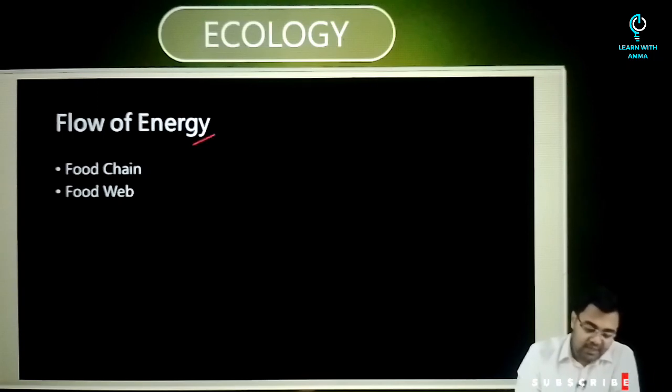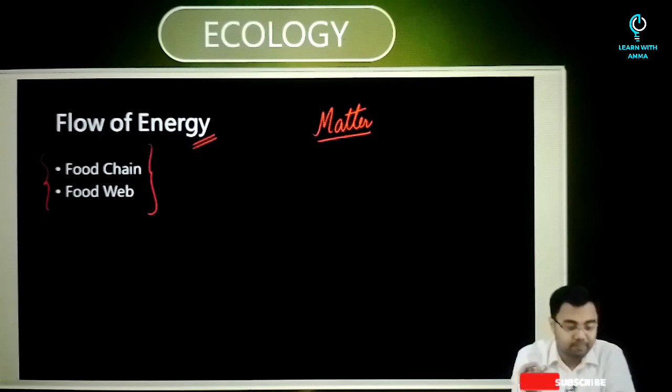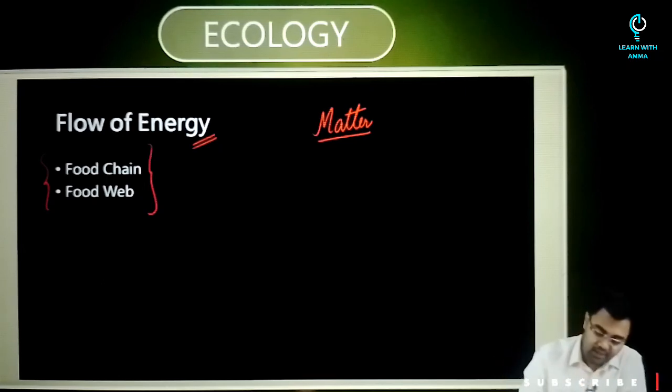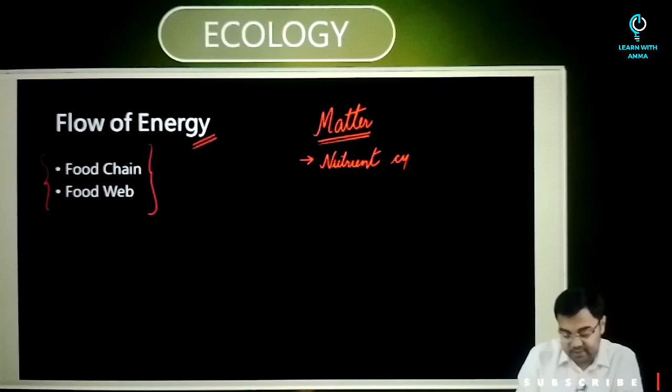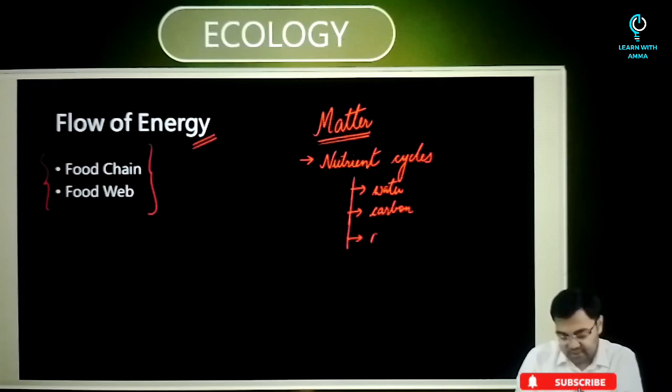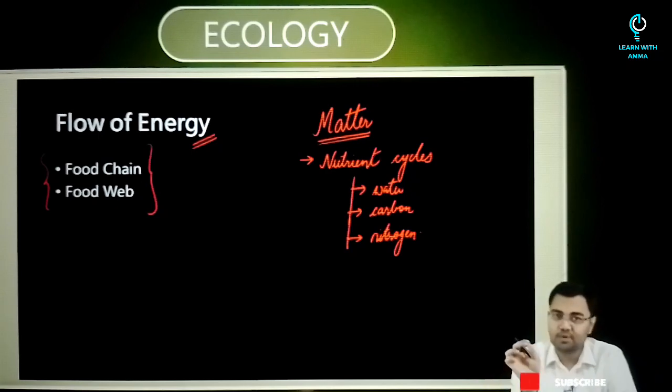So mainly there are two things. One is flow of energy and the second is flow of matter. So what is flow of energy? In flow of energy, we'll discuss two things: what is food chain and what is food web. Once we come to it, I'll discuss in detail what exactly these two terms mean. And to discuss flow of matter, we'll discuss various kinds of nutrient cycles. And here we'll discuss what is water cycle, what is carbon cycle, what is nitrogen cycle, and apart from that, in brief details about phosphorus and sulfur as well. So this is what we'll discuss.